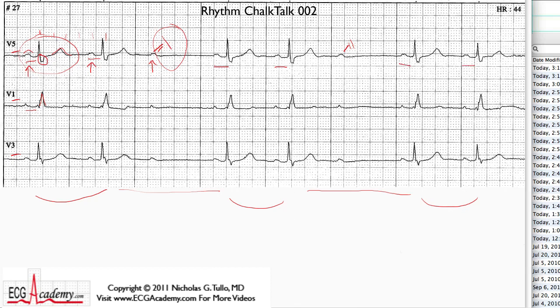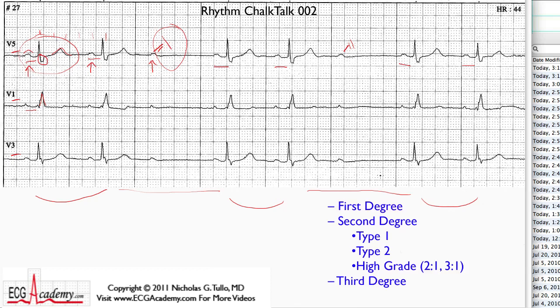Now, if we look at all different AV blocks, we remember that you have first, second, and third degree, where in first degree, all the P's conduct. It's just your PR interval is a little bit long. With third degree AV block, none of the P waves conduct. Well, clearly some of them conduct in this tracing, so we have second degree AV block, and you should already know that with a fixed PR interval and no increase, that should be type 2 second degree AV block.